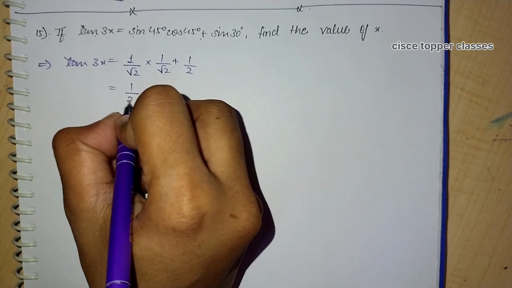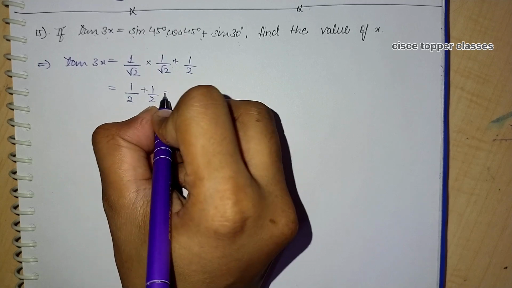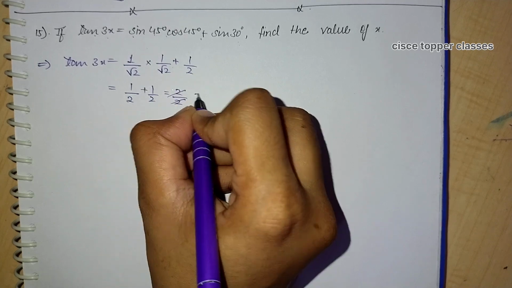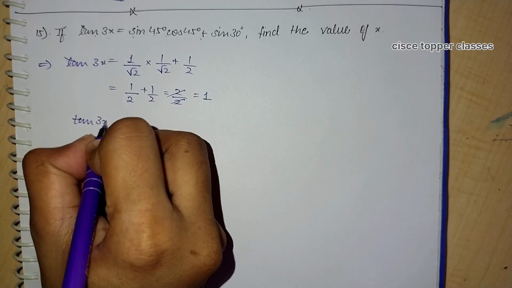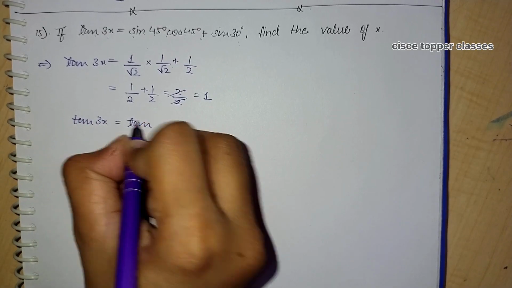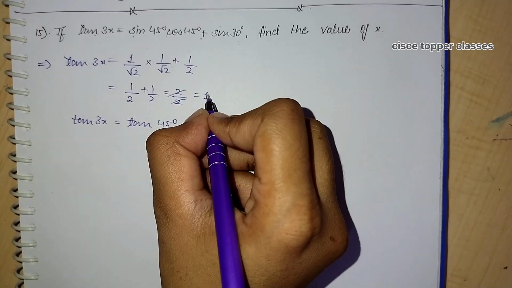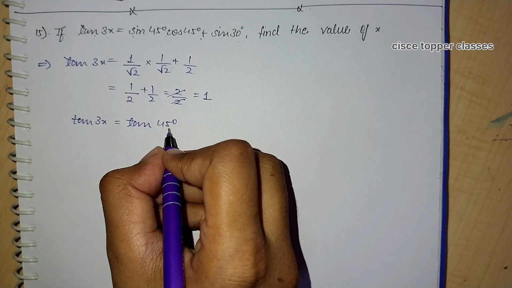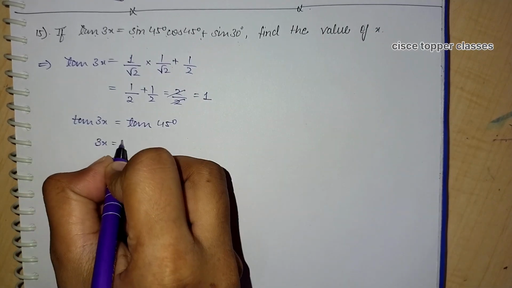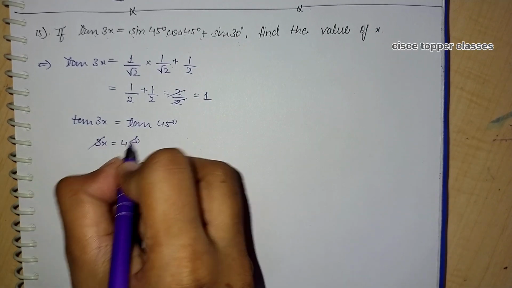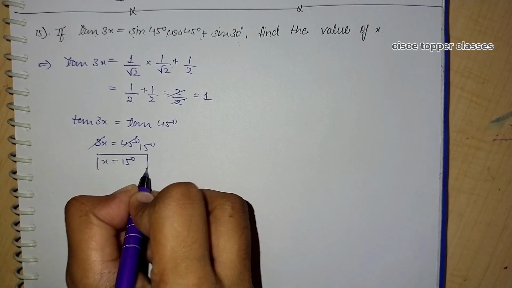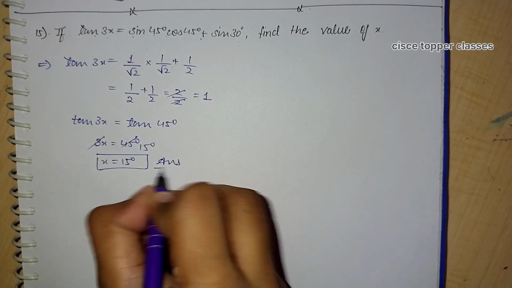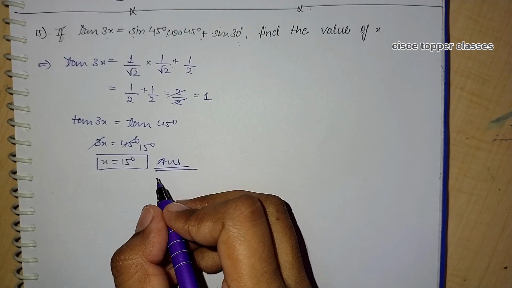So here we can write 1 by 2 plus 1 by 2 equal to 2 by 2. This will be cancelled out, meaning 1 here. From there we can write tan 3x is equal to tan 45 degree, because if you put 1 in the form of tan, this will be tan 45 degree. On comparing, 3x is equal to 45 degree, this will be cancelled out here, meaning x is equal to 45 degree, and this is all we have to find in this question. So this is the final solution of the 15th question.